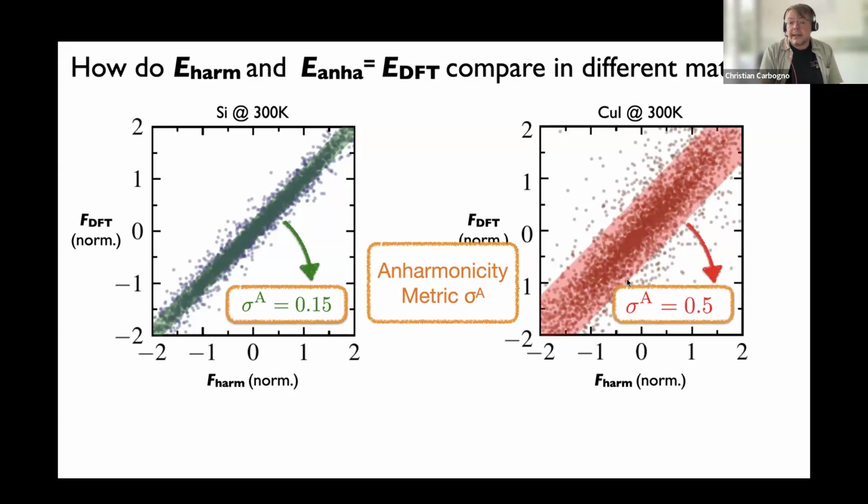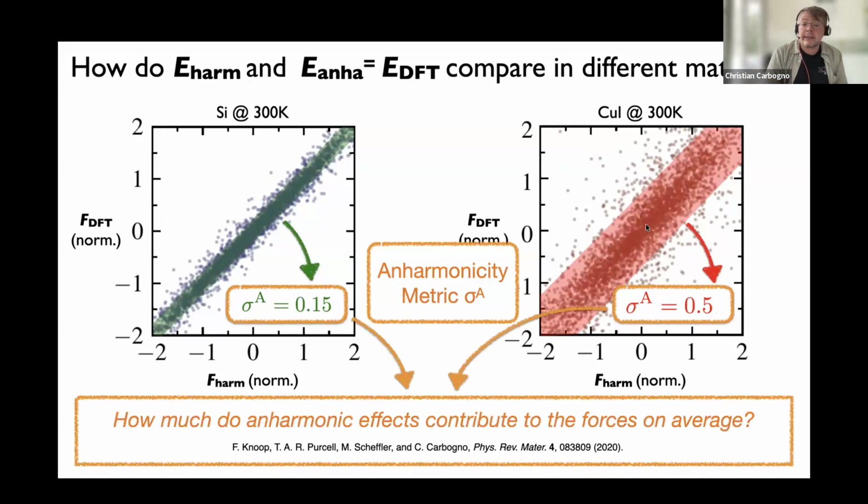Copper iodide, on the other hand, has a much larger standard deviation, so you get a value of 0.5. This tells you that on thermodynamic average, 50% of the interaction comes from anharmonic effects, while 50% comes from harmonic effects. So this is a very anharmonic material in which anharmonic and harmonic effects contribute equally. This is the kind of information you get out of that.